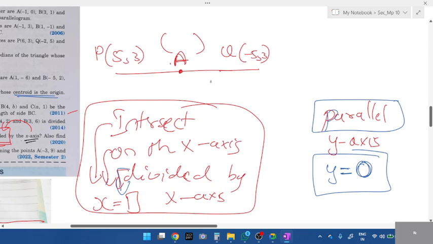Divided by x axis is given, so take the point A as x comma 0. This is what you have to assume, x comma 0. In the last moment, you won't remember all this. Okay, intersect is given. What shall we take? You'll get confused.